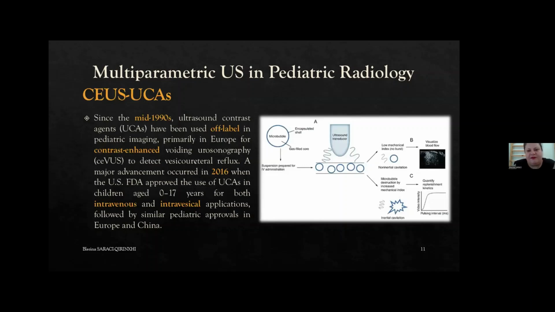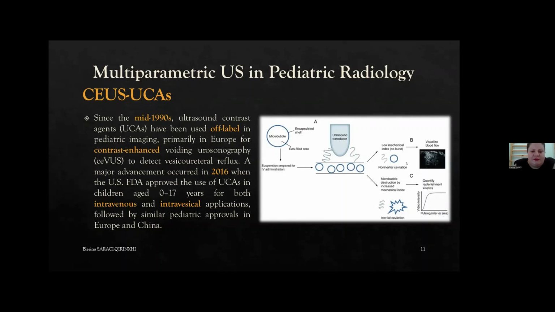Multiparametric ultrasound in pediatric radiology: CEUS is another important tool. In the picture, you can see from the microbubble to the imaging how we can perform it. Since the mid-1990s, ultrasound contrast enhancement agents have been used off-label in pediatric imaging, primarily in Europe for contrast-enhanced voiding urosonography, CEUS, to detect vesicoureteral reflux.